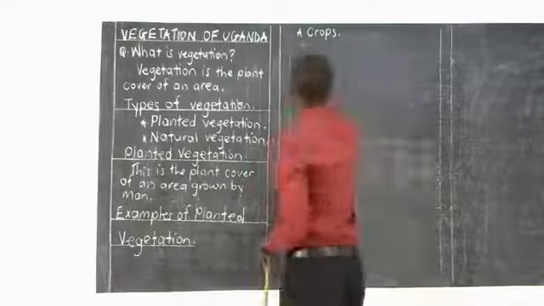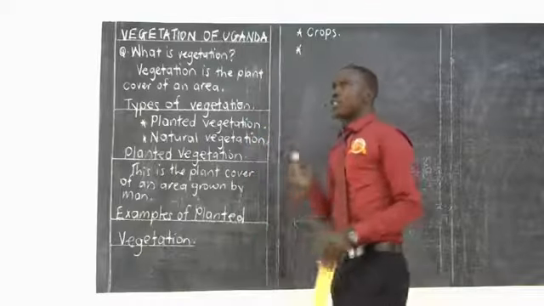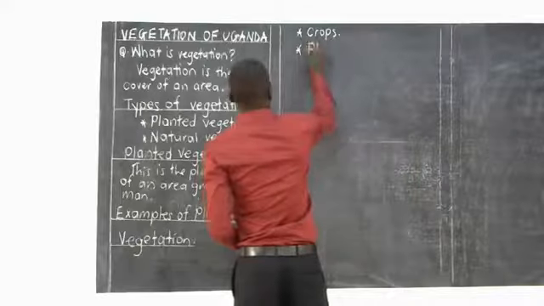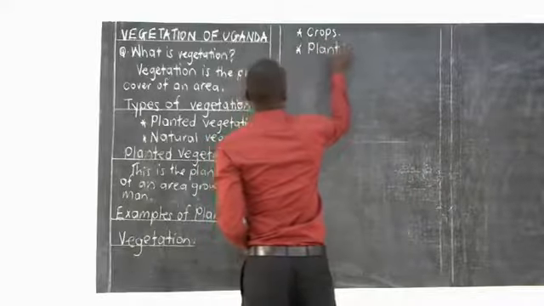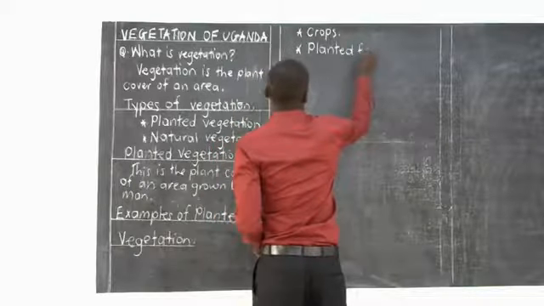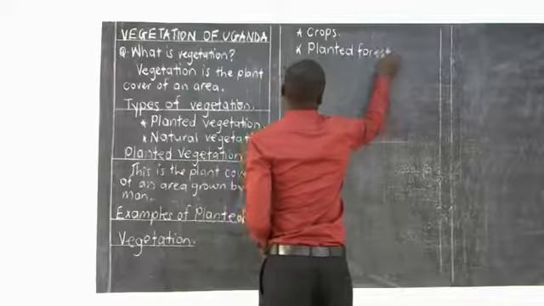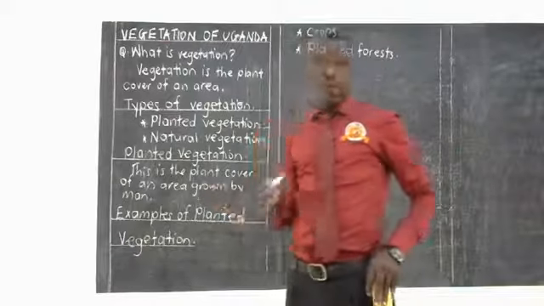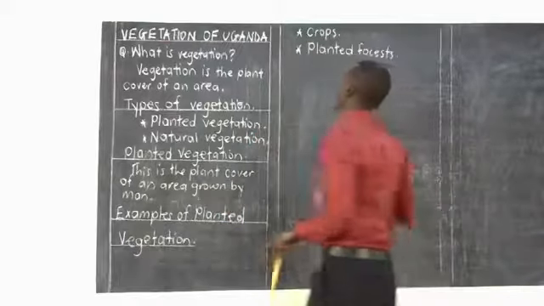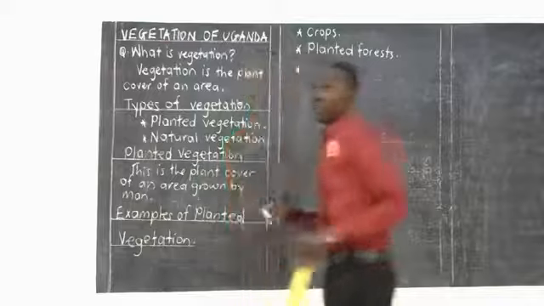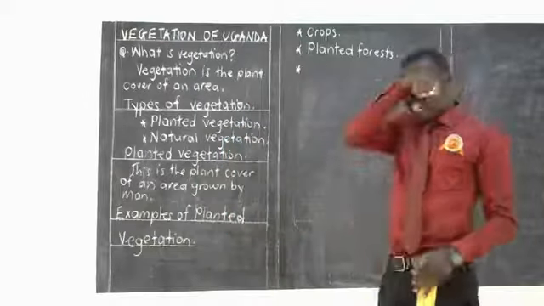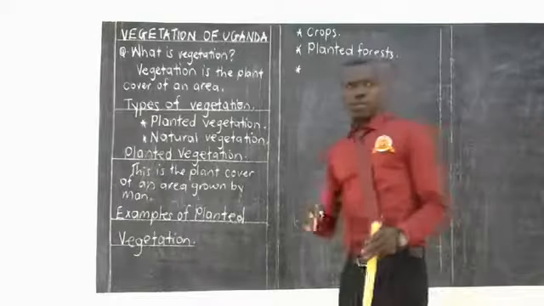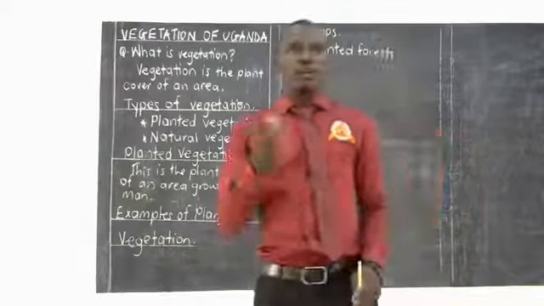Another one is planted forest. We have very many planted forests. We shall talk about them under forests. Number 3, we have planted grass. People always plant grass on their compound for various reasons.